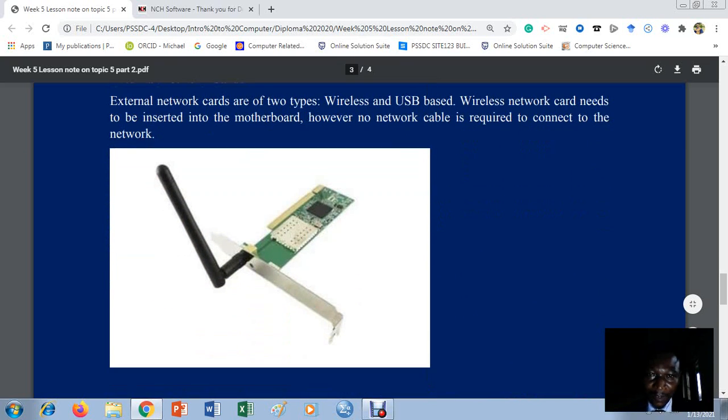Now let's look at the external network card. They are also of two types, which is wireless and USB based. This is also connected into the system, inserted into the motherboard. You can see this antenna that enables the wireless connectivity.